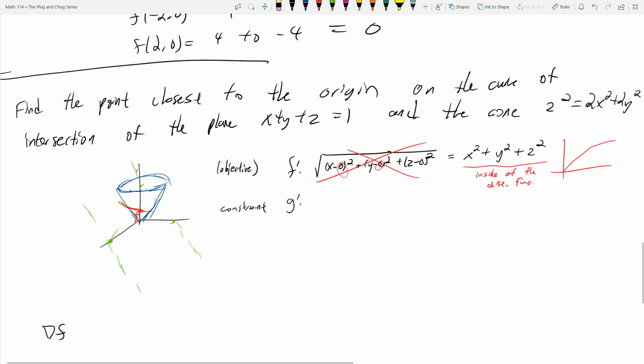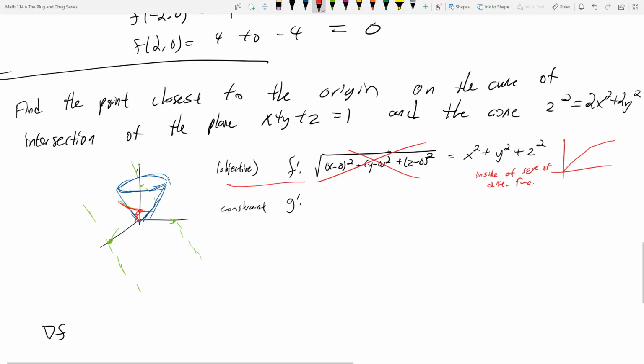Don't just automatically use this as the f, because it's going to change under different circumstances. If you're trying to find, let's say, the point closest to (1, 1, 1), then of course you're going to get something different. So, the inside of the square root of the distance function, sure.